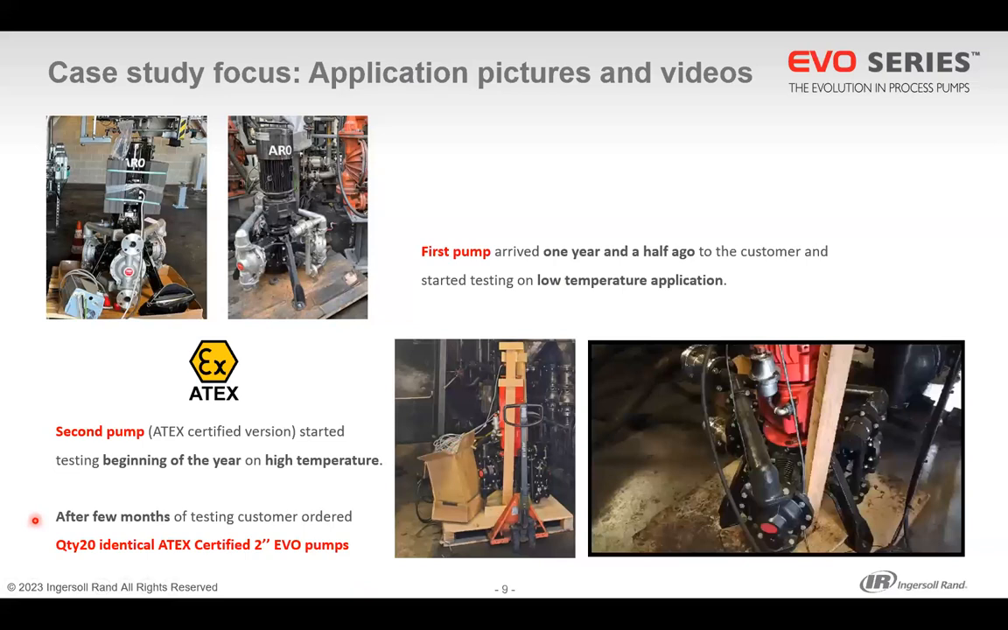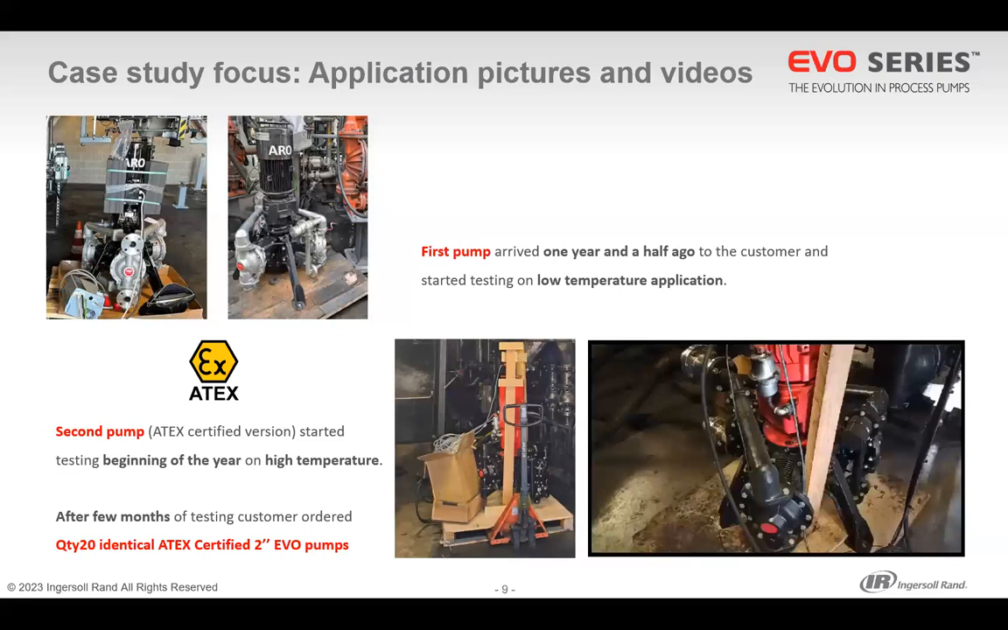with high temperature powder, because as you have seen in the slide before, the temperature of the powder can vary if they are at the very beginning of the process or at the end of the process, close to the packaging stage. And after a few months of this pump running in parallel to the existing pumps, the customer decided to officially select this pump for the next plant expansion. And the order was for 20 identical ATEX certified pumps. So I can show you a video of this.